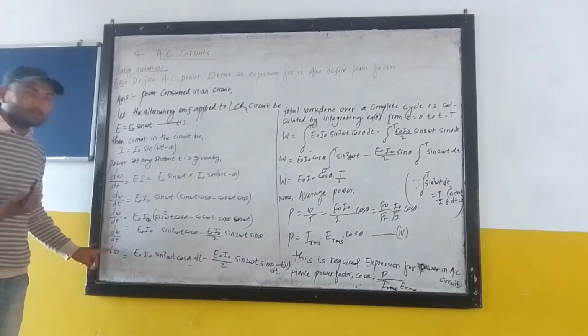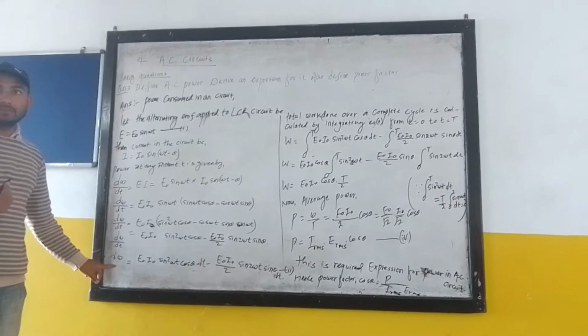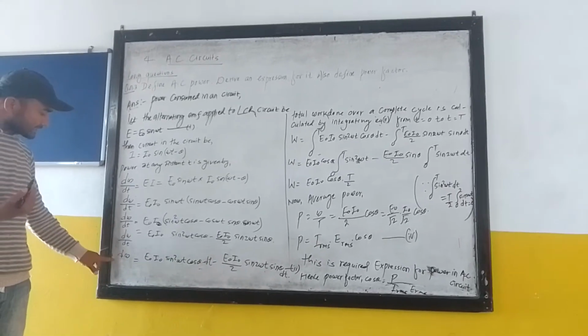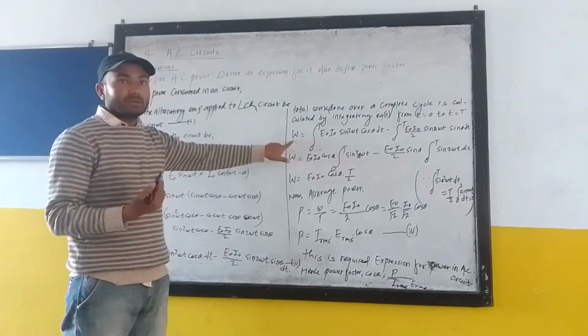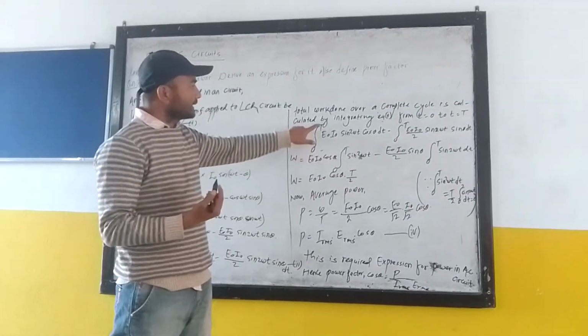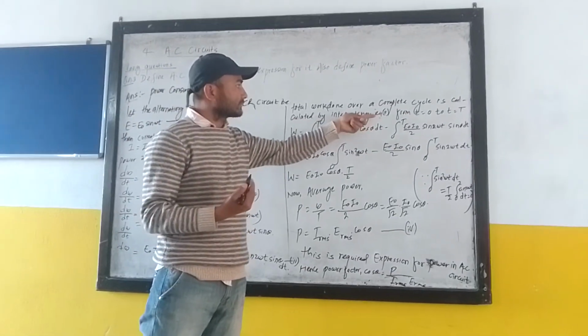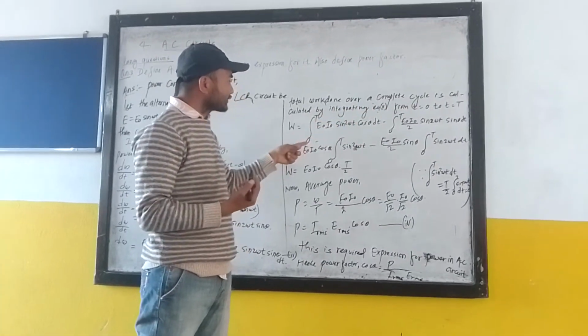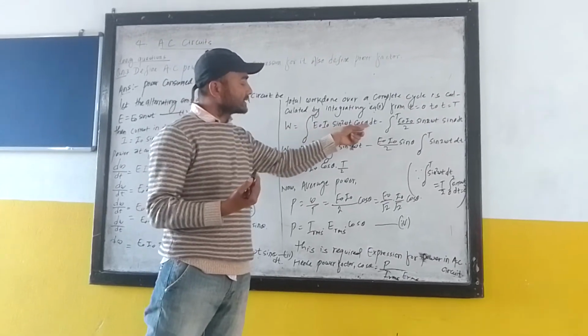Now what would be the integration of dW? What would be the integration of dW? The d cancels with the integration, and only W remains. So here is W, and here is 0 to T. I applied integration here because it is given in this expression. So 0 to T E0 I0 sin square ωt cos θ dt.